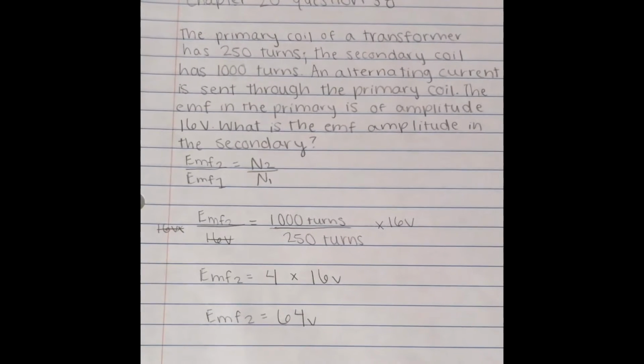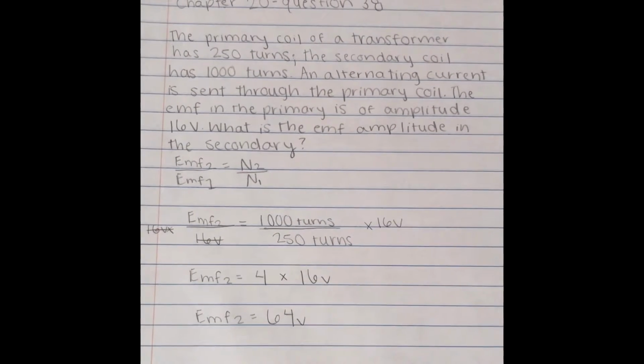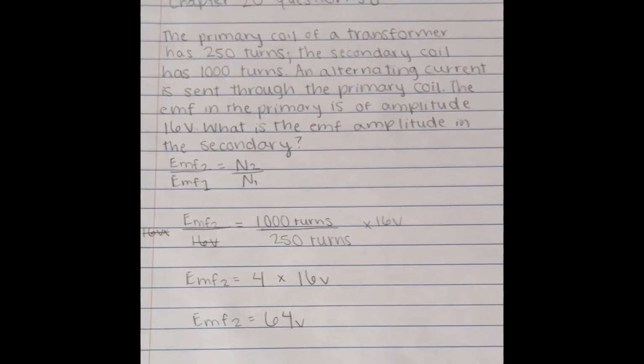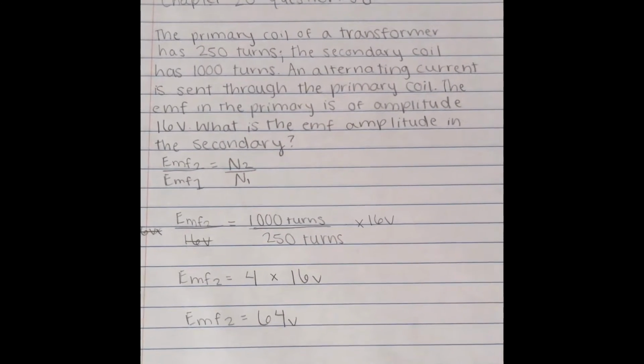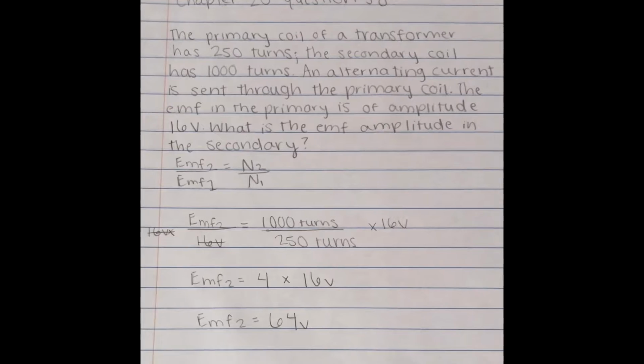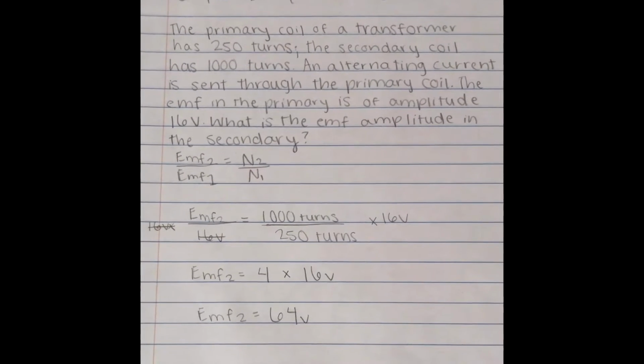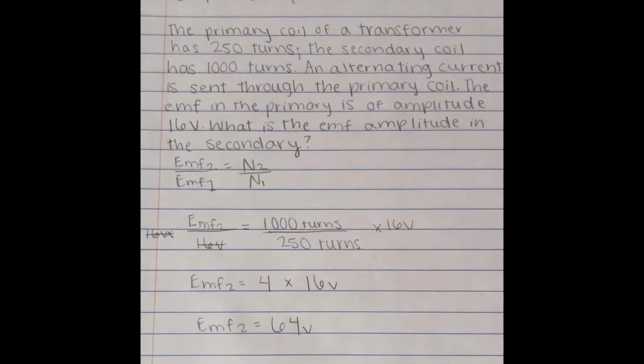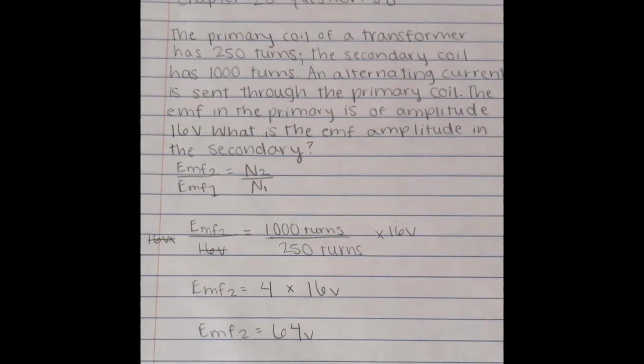The question reads: the primary coil of a transformer has 250 turns. The secondary coil has 1,000 turns. An alternating current is sent through the primary coil. The EMF in the primary is of amplitude 16 volts. What is the EMF amplitude in the secondary?